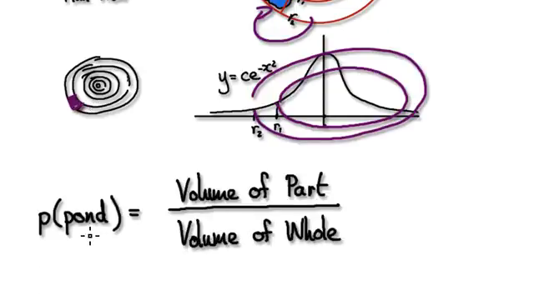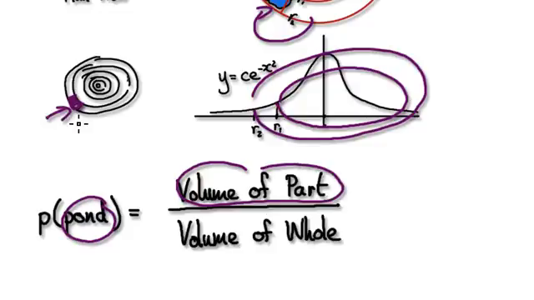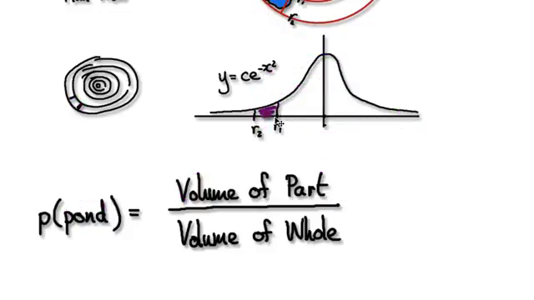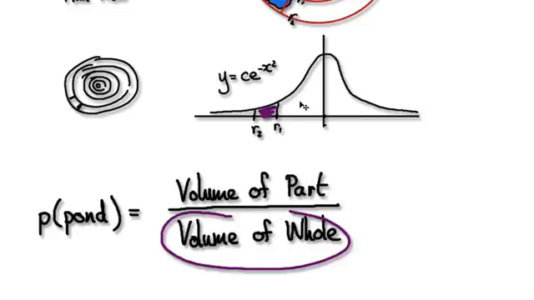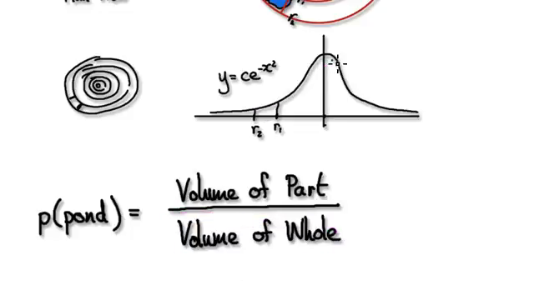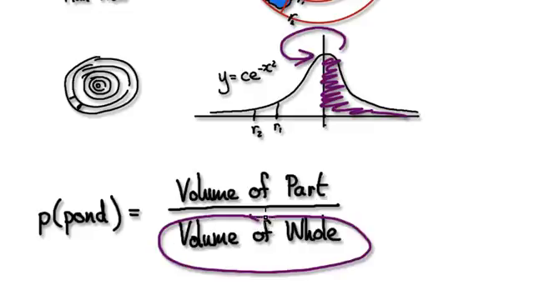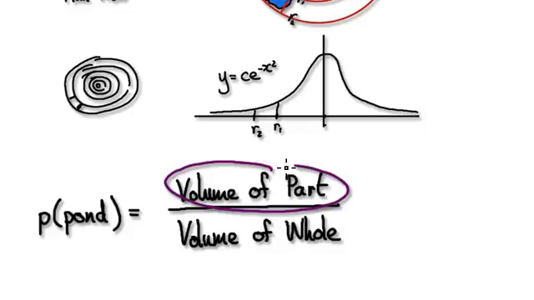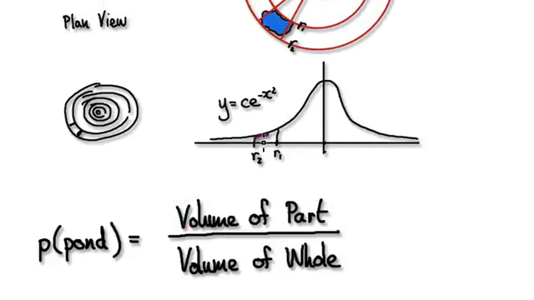So the probability of it landing in the pond is given by the volume of the part, that's this bit here, divided by the whole thing. The whole thing is really you getting this and revolving it around 360. The volume of the part is really the volume of the pond. So that's this bit here, and then you've got to take into account the 20 degrees. That will then give you this bit.